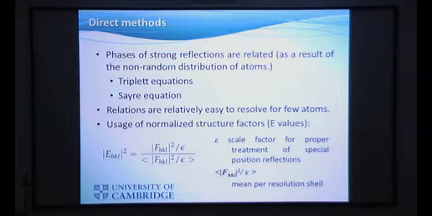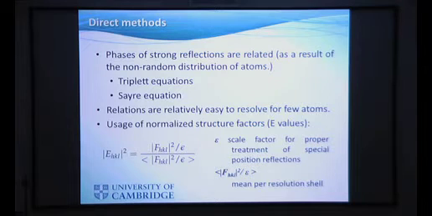So there are two things you should possibly have heard about: the triplet equations and the Sayre equations. I'm mentioning them here, and they form the basis of direct methods. These relations are relatively easy to resolve for a few atoms, and you will already know where I'm pointing here. We can use these direct methods actually when we take the anomalous signal or the heavy atom signal into consideration.